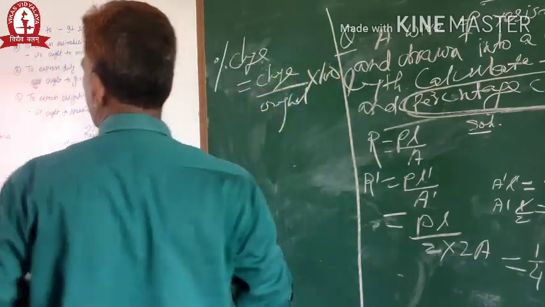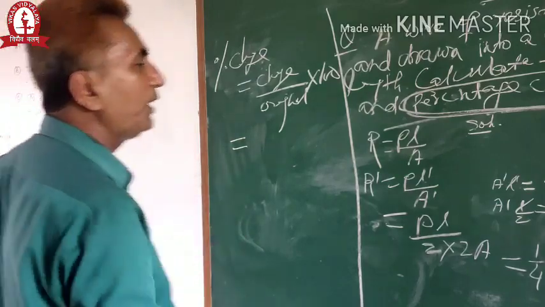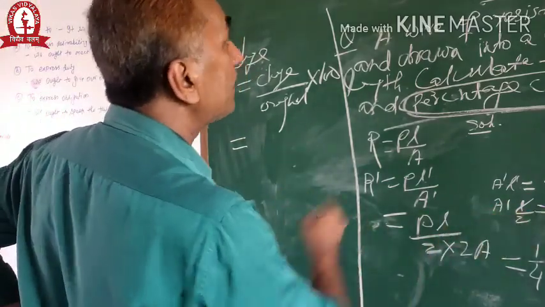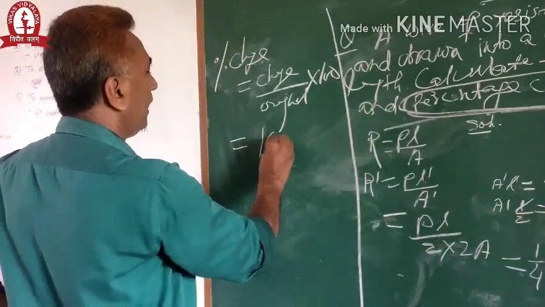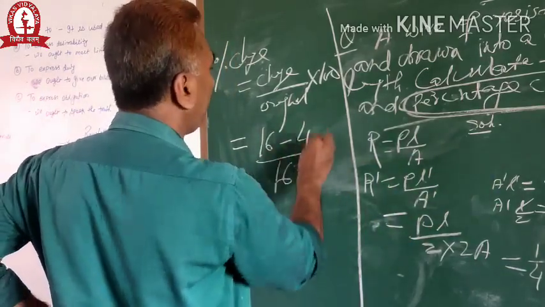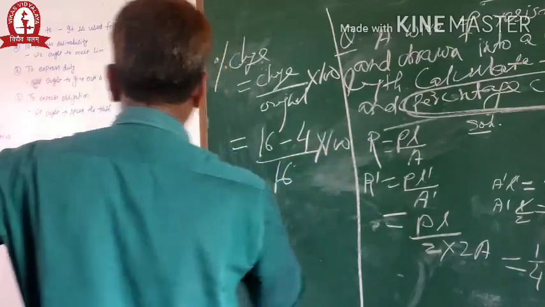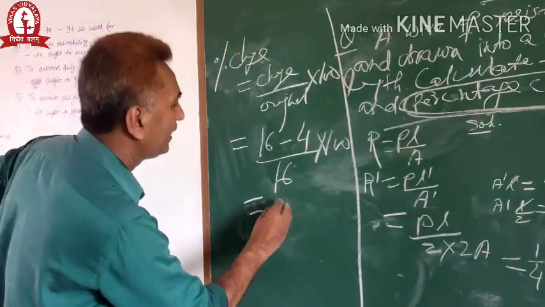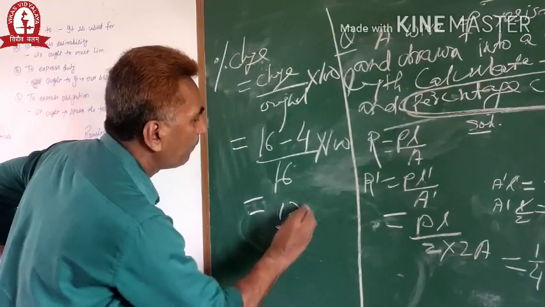Now see here, what about change? Change means the original was 16 and the new value is 4. Change upon the original value, multiplied by 100. This becomes 16 minus 4, that is 12 upon 16, multiplied by 100.